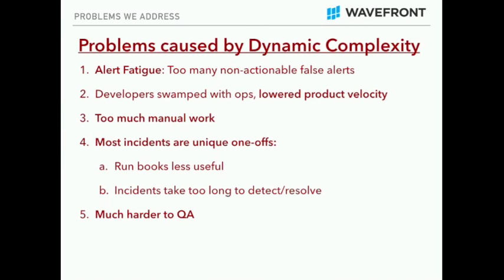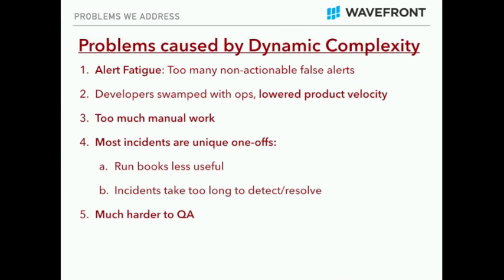The second problem is developers being swamped by operational responsibility. Because the complexity has moved to the application layer, developers are on the hook, operationally speaking, which ends up lowering product velocity. The third problem is that it requires far too much manual work to investigate issues across a portfolio of monitoring technologies and trying to reconcile all the different views into your data.